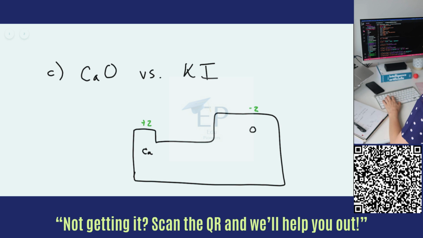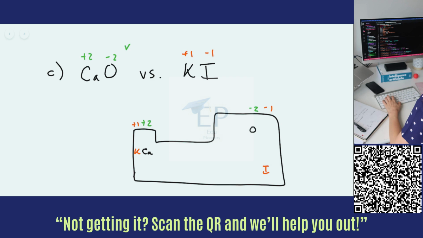And then we'll also have potassium, which is in group 1 with a +1 charge. And then iodine, which is in group 17. So it will have a -1 charge. So we'll fill those in. All right. So already this compound, calcium oxide, is winning on the charge level.